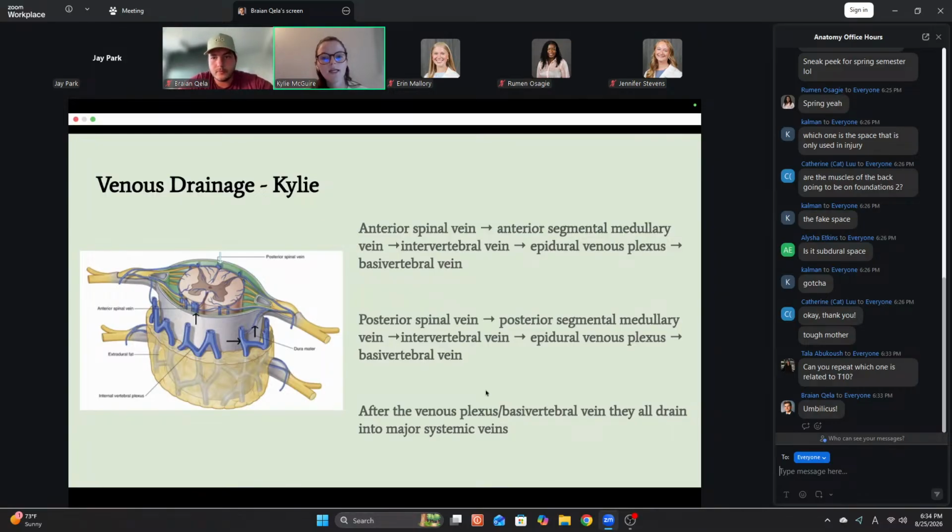These aren't super high yield. You should be aware of what veins are there, but I wouldn't say that knowing the exact flow is vital for this section. So I would just know where in the chain they fall. Coming straight off the spinal cord are the anterior and posterior spinal veins. They will directly drain blood from the spinal cord.